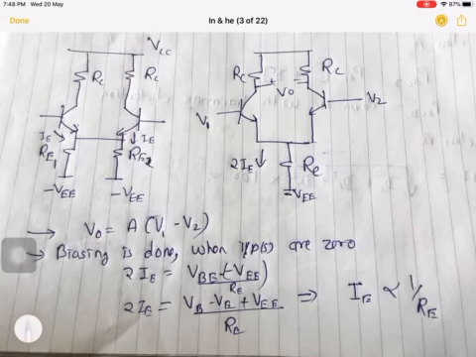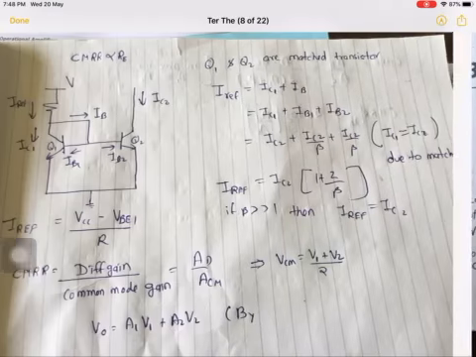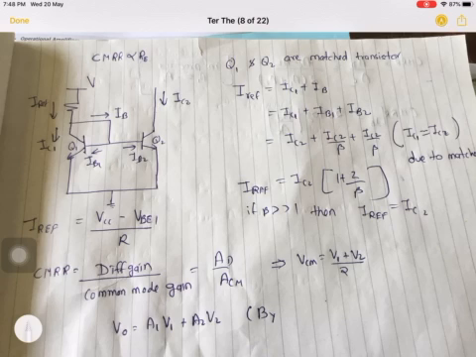So let's go back to that. This is the current mirror circuit. This is called the current mirror circuit. This is IC2. It will replace the RE resistor. This point will be connected at the place where RE is removed.